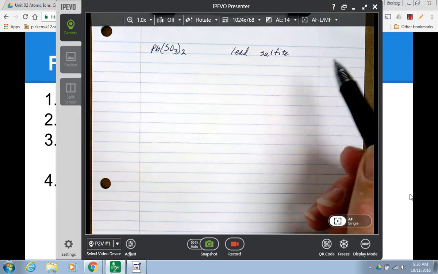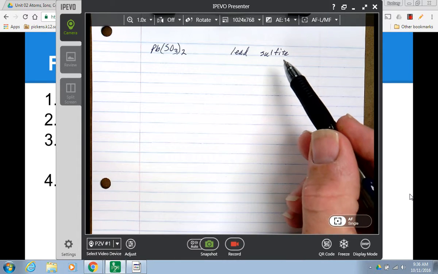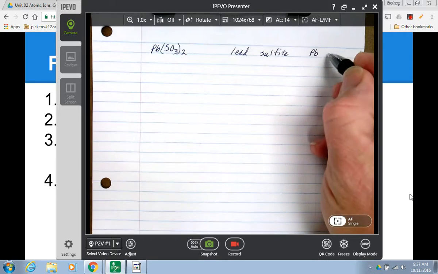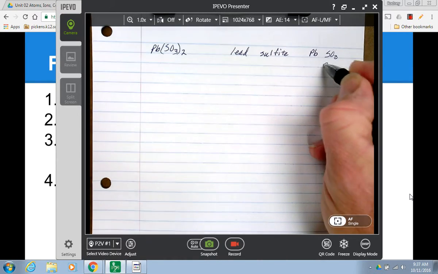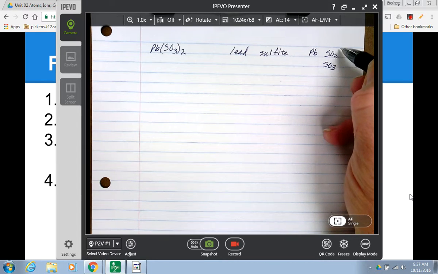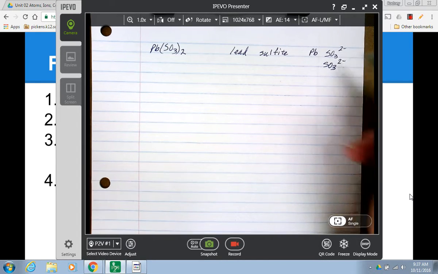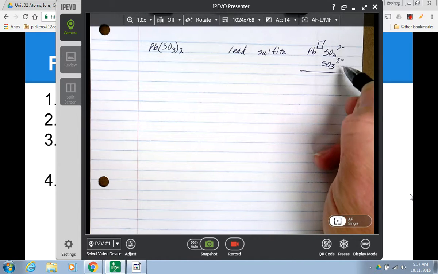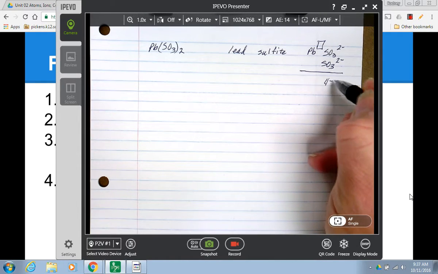And so let's figure out what the charge is going to be for this one here. And so we're going to have Pb, there's only one of those in the formula. Then we have SO3, SO3, and we look up the charge on sulfite, and then we see it's a 2 negative and a 2 negative. So again, what's going to be the charge here? Well, we add up our 2 negatives, gives us 4 negative.